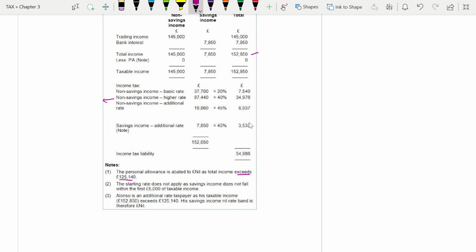See, 37,700 and 125,140. 125,140 minus 37,700. How much will you get? You'll get 87,440.